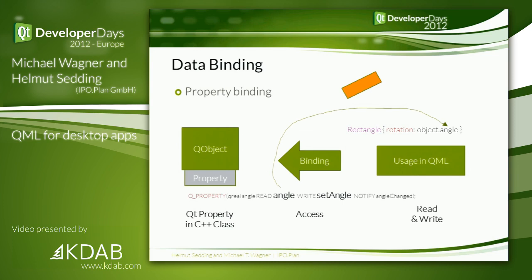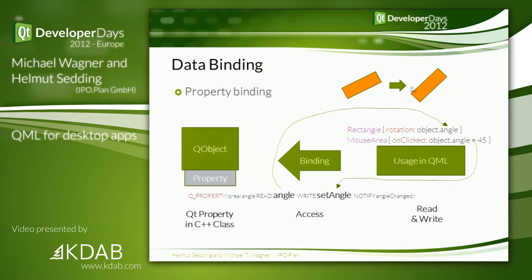So for example, as a simple starter, one needs to access simple values. For example, on the top you see an orange rectangle. It is rotated a little bit, and it's rotated by the angle the object tells us. And in the object we have a Q_PROPERTY, which is named angle as well, and it has a getter method and a setter method. So this not only allows us to read an angle, but also to write the angle.